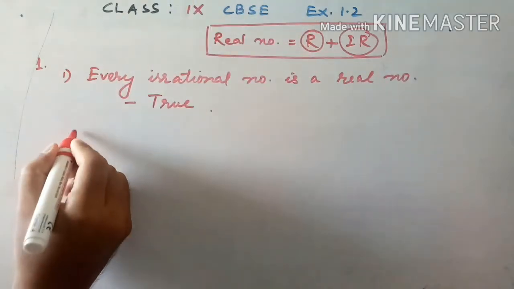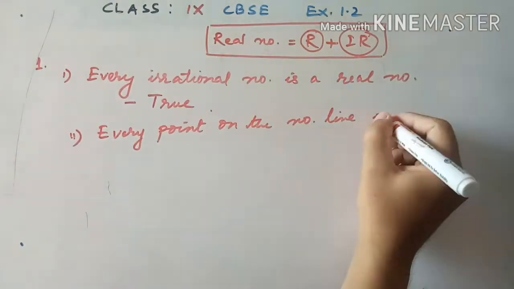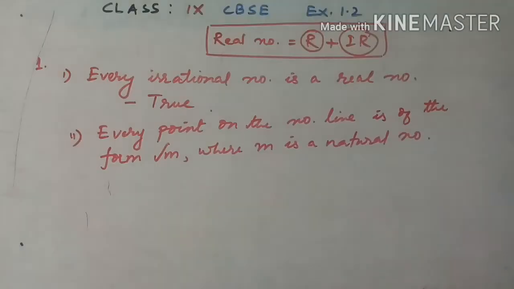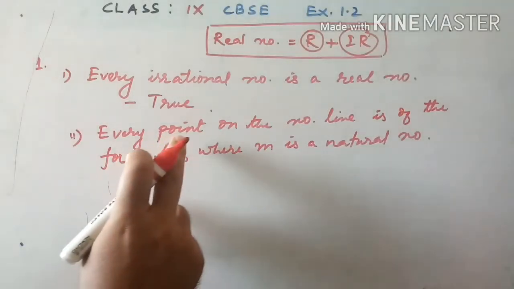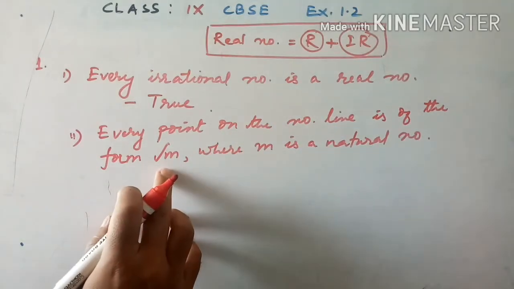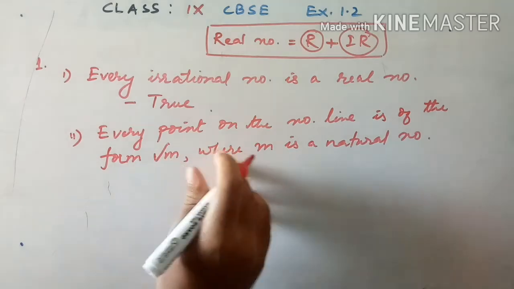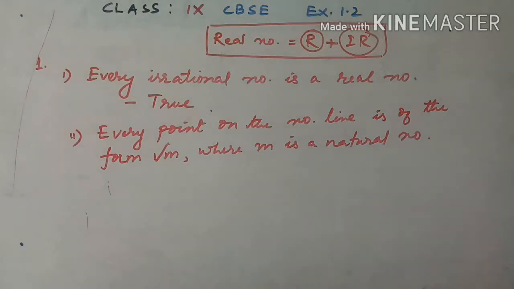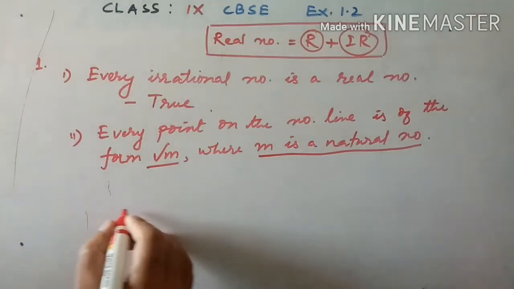Okay, second question. Every point on the number line is of the form square root of m, where m is a natural number. Let us see whether it is true or not. Okay, on the number line.